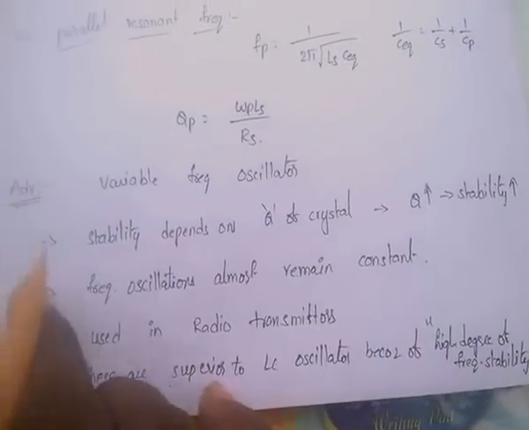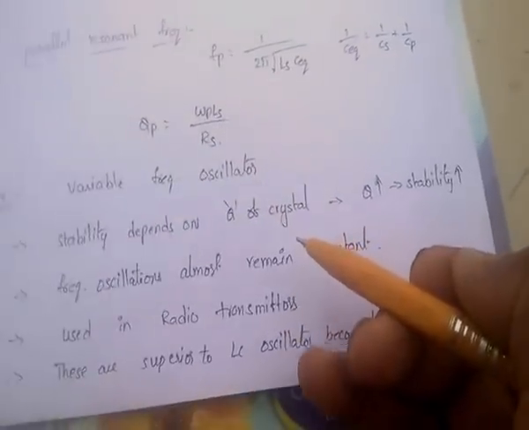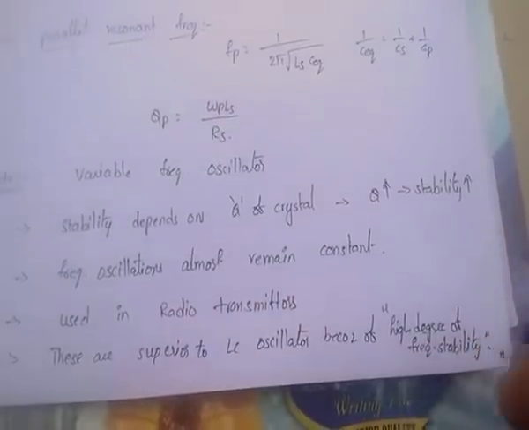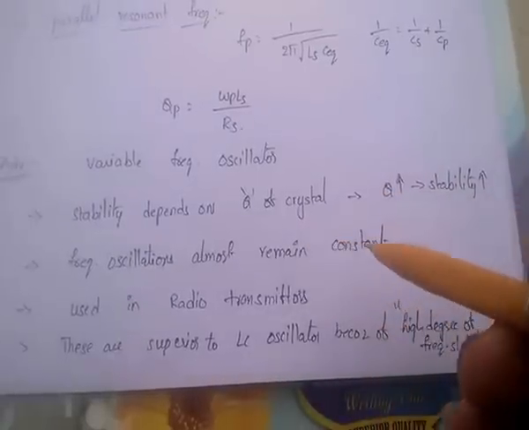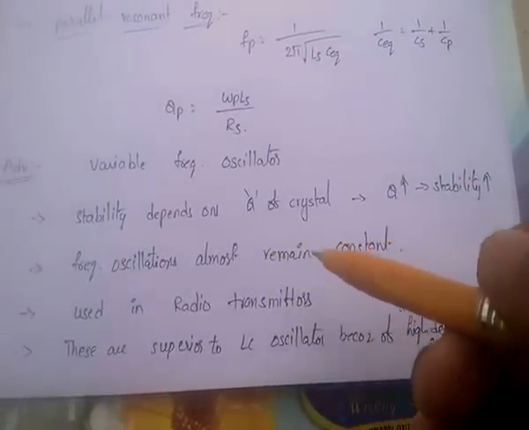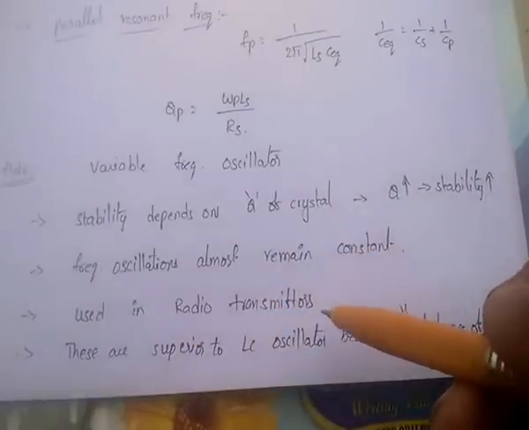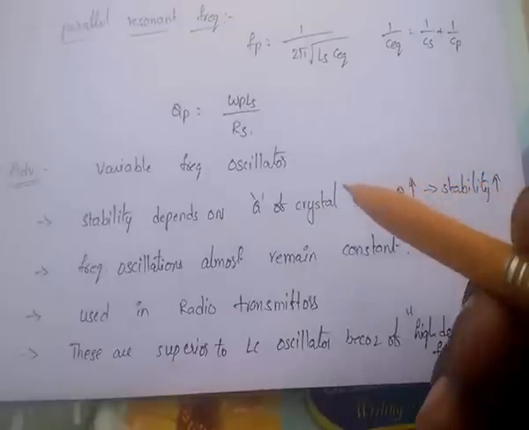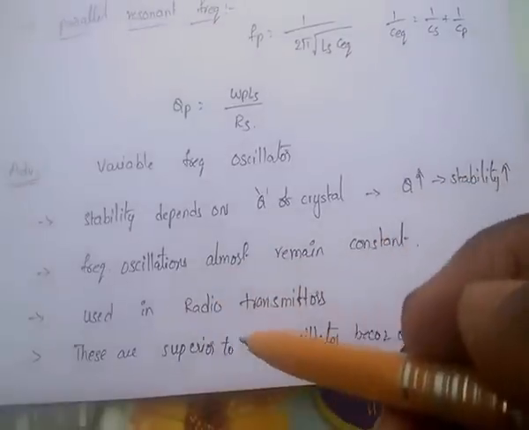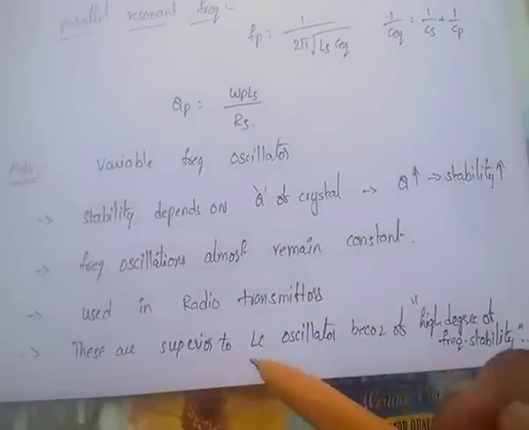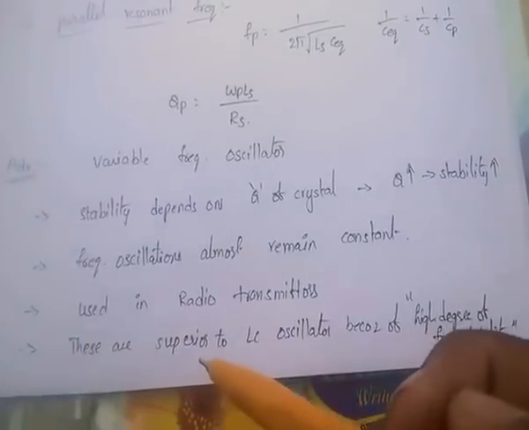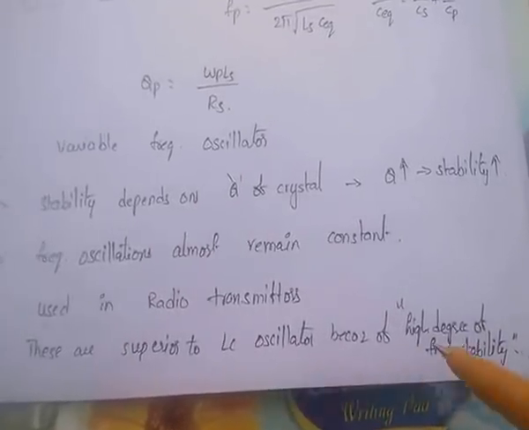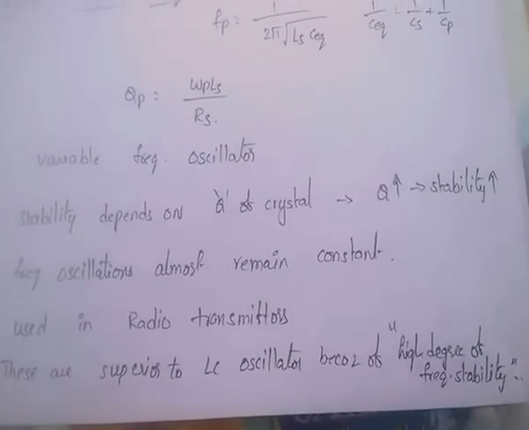And the stability depends on Q of the crystal. If Q increases, the stability will increase. And frequency of oscillations almost remains constant. And it is used in radio transmitters. Hartley oscillator is used in radio receivers, but these crystal oscillators are used in radio transmitters. These crystal oscillators are superior to all the LC oscillators because of high degree of frequency stability.